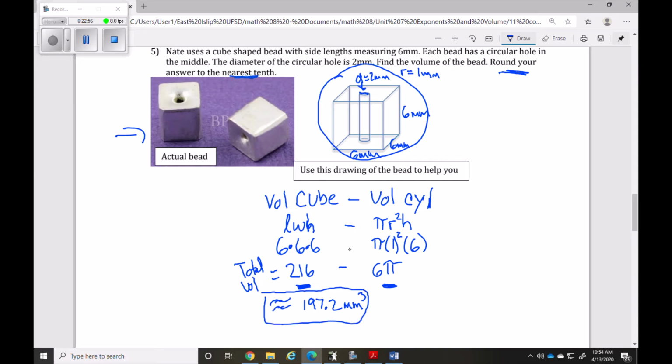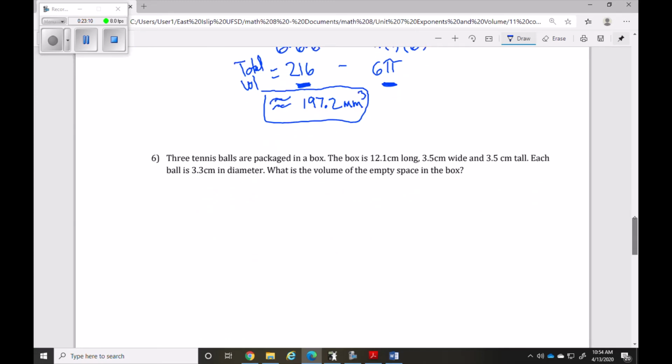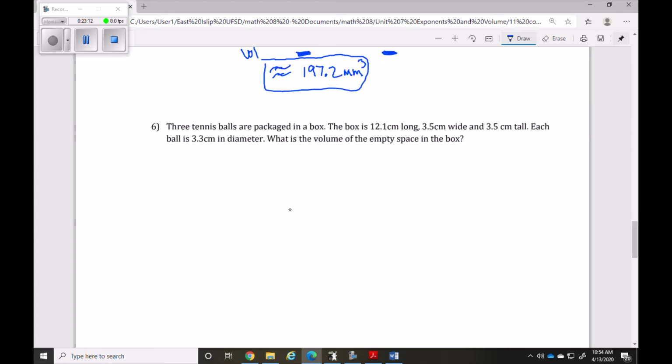So I subtracted these volumes because it was a shape inside of a shape. There was a hole going through the cube. With holes in the ground, you take away the dirt. So that's like subtraction here. Number 6 is also a subtraction problem. It's not like we have a hole going through it.